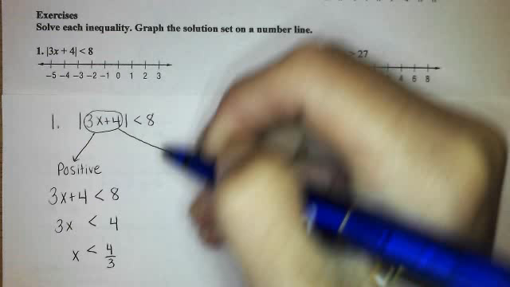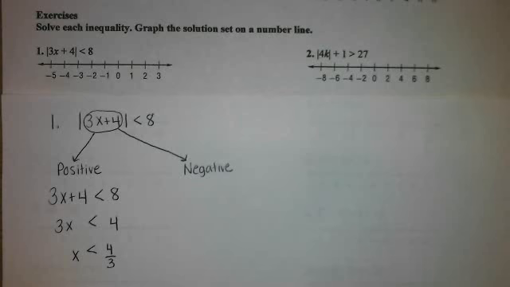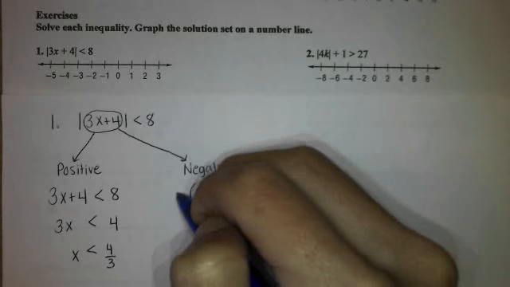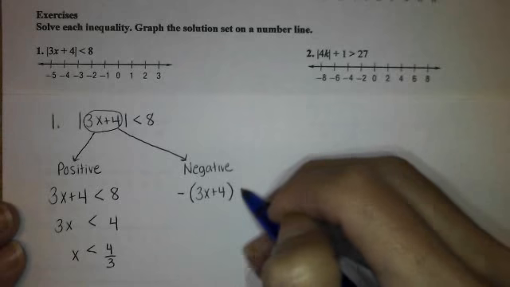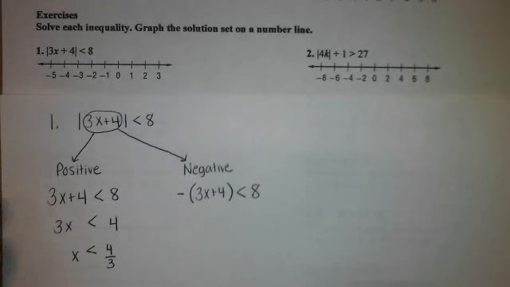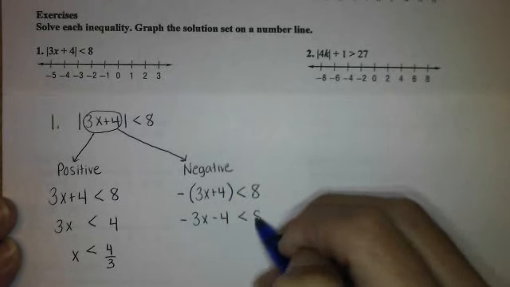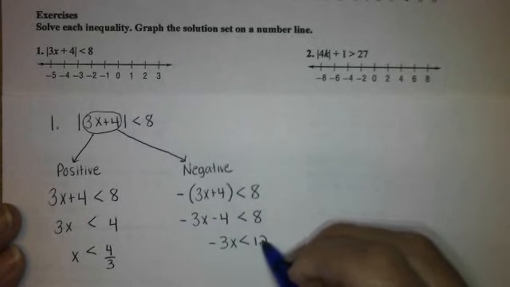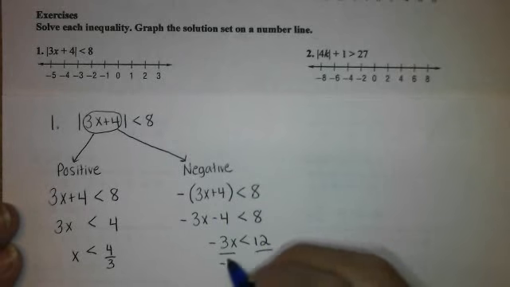However, this could also be a negative number due to the definition. So if you think about the negative case, this 3x plus 4 could be a negative number. So I'm going to throw it in parentheses with a negative sign out front, and I'm going to write that this number could also then be less than 8. If we go ahead and distribute our negative, it's a little bit more work. We can add our 4 to both sides, and we go ahead and divide both sides by -3.